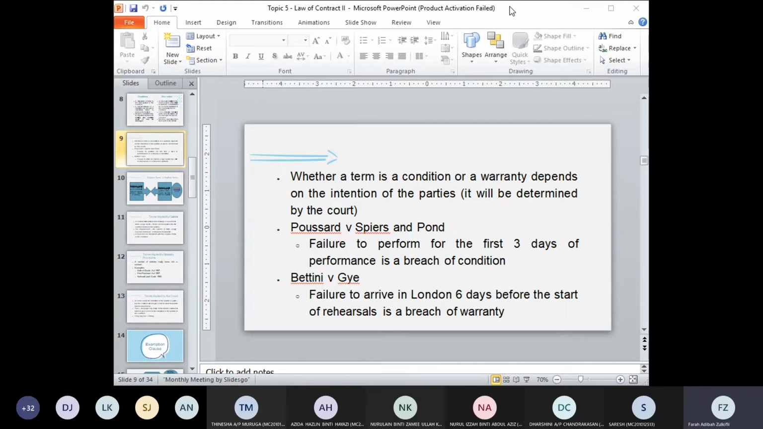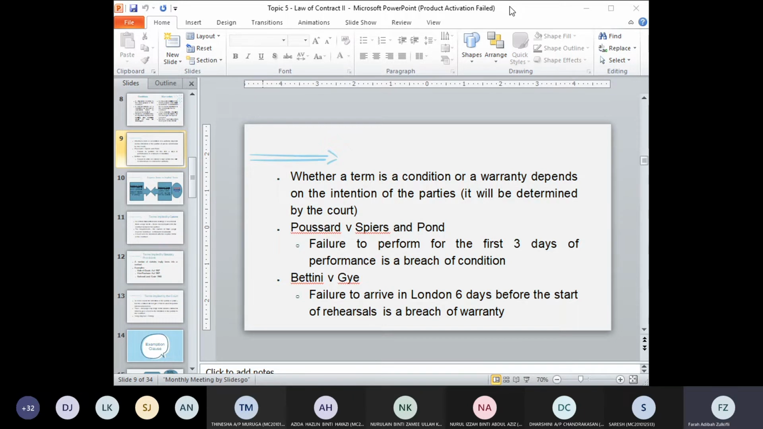The performance starts on a certain date, the 28th of November. The company Pond told Posar that the first performance will start on 28th November, because initially their contract stated that the performance would start on the 14th. But after that, there was a delay in the start date. So the company informed Posar that the performance will start on the 28th, and Posar said, okay, I have no objection, I will start my performance on the 28th.